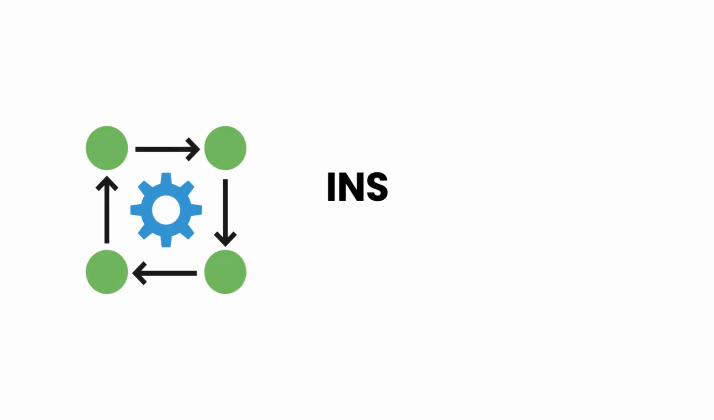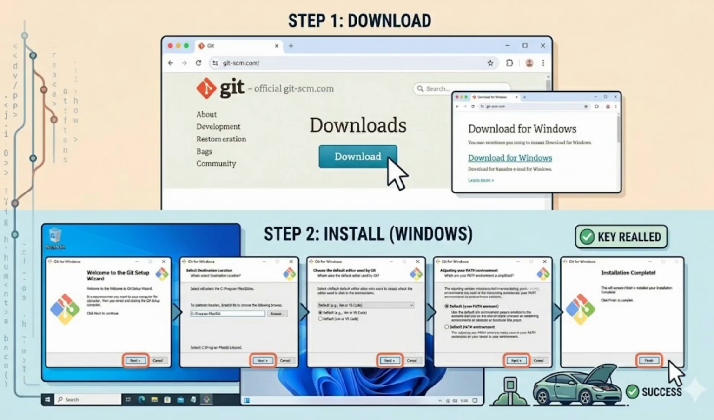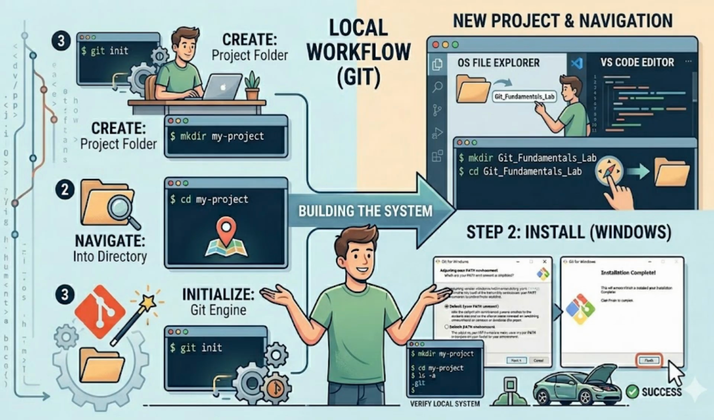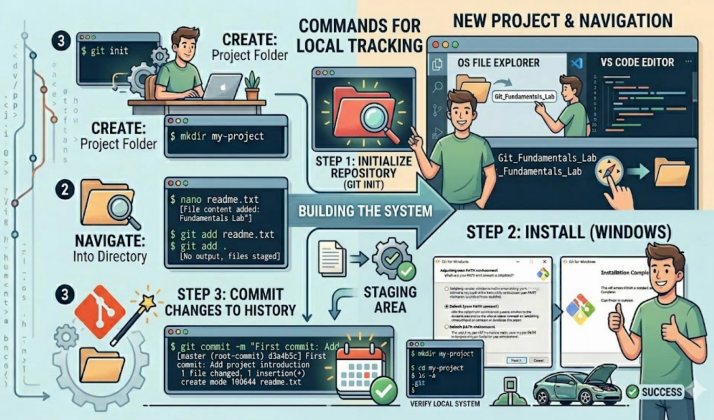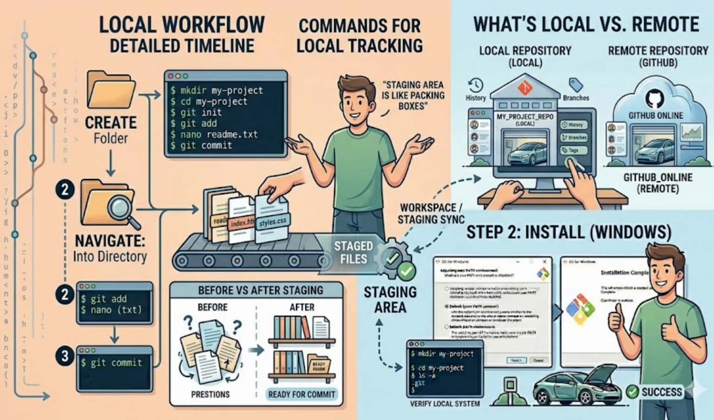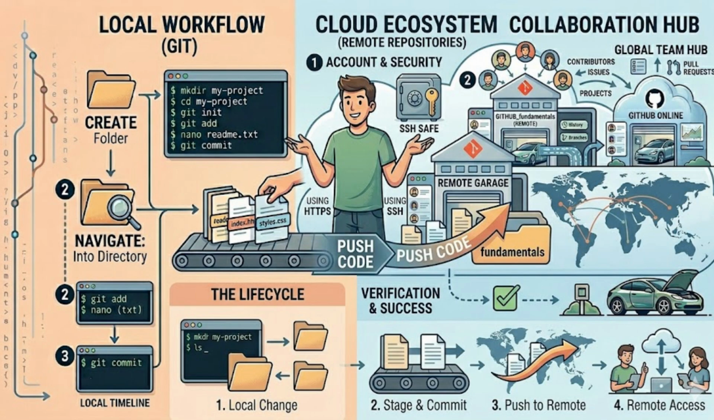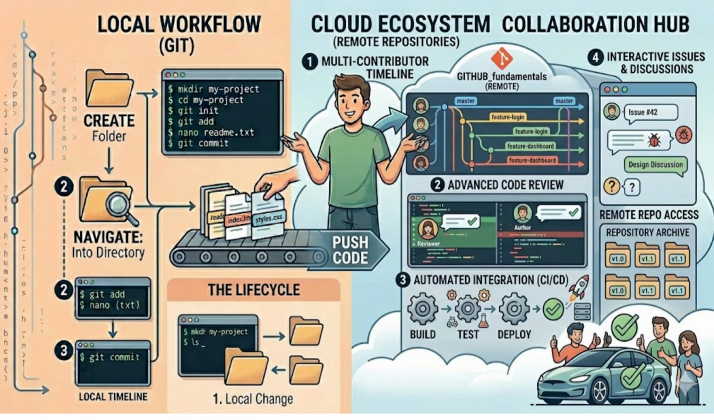Installing and configuring Git. Let's get Git installed. Go to git-scm.com and click Download. Choose your operating system. On Windows, run the installer. The default options are fine for beginners. Just click Next through all the screens. On Mac, the easiest way is to open Terminal and type git --version. If Git isn't installed, macOS will automatically prompt you to install the Xcode command line tools, which includes Git. On Linux, open your terminal and type sudo apt install git on Ubuntu or Debian systems.